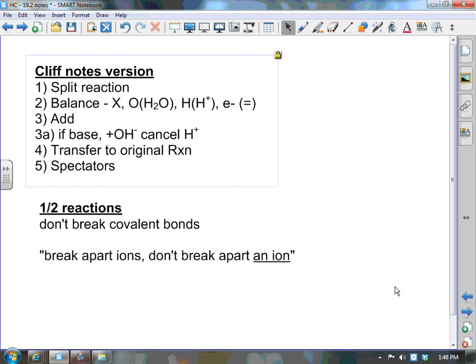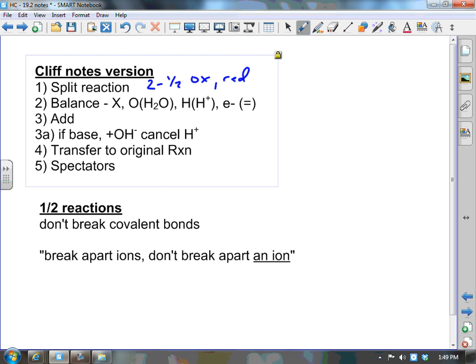Okay, so here's the cliff notes to balancing redox reactions and some of the things that we need to do here. First of all, if we're going to go through this process, we obviously have to split the reaction into the two halves, the oxidation half and the reduction half. Again, we assume we've already got a formula equation and the net ionic.